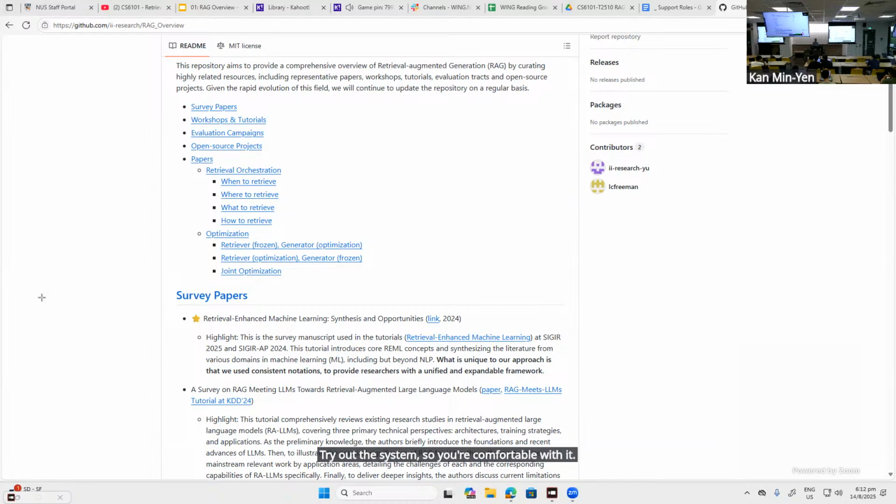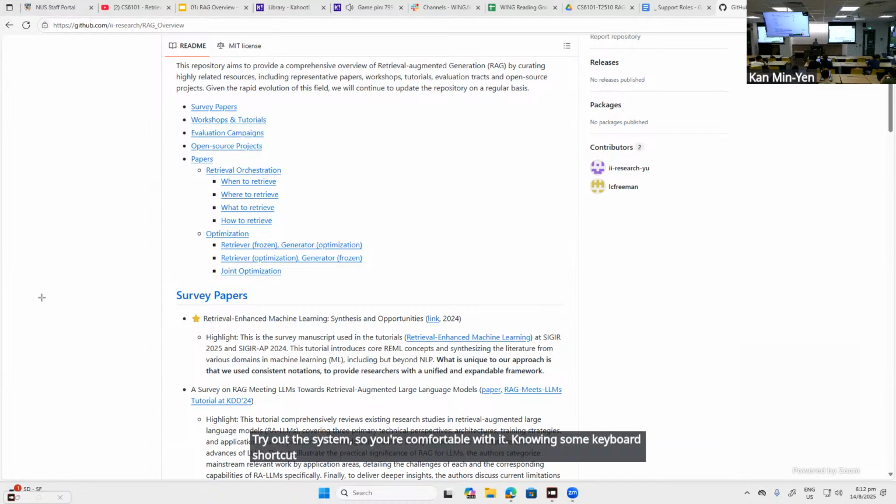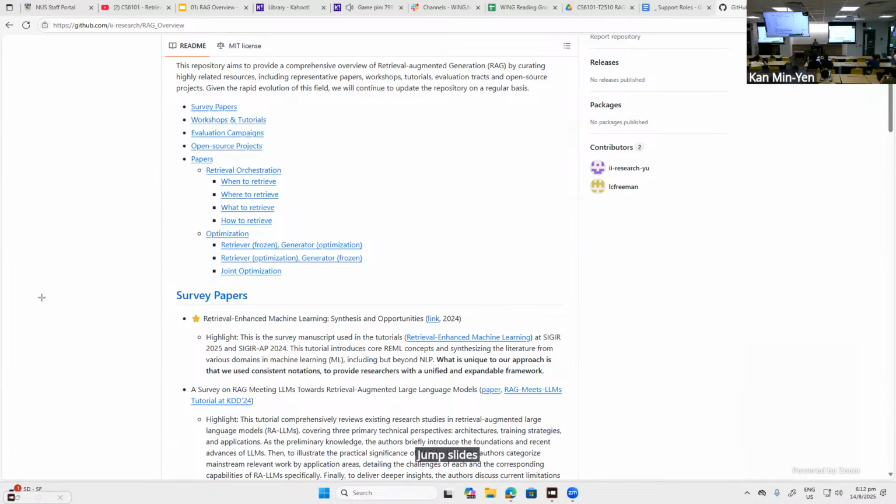Okay. Knowing some keyboard shortcuts is always very helpful. Like Google Slides has the laser pointer, it has the arrow, jump to slides, knowing those keyboard shortcuts. Okay. Any questions so far?